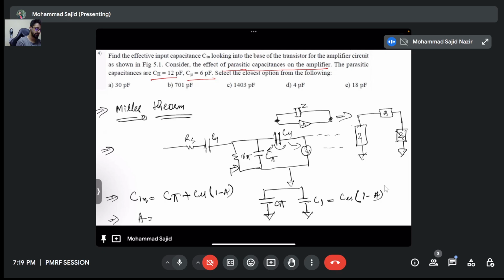And your gain is simply minus gm RC. Know that here you don't need to take the magnitude, you take it with sign. You have calculated it already. Oh, no, gm you have calculated, that is 0.05. RC is 4 kilo ohm. So this comes out to be minus 240. Just directly substitute it in the formula. C mu is known, C pi is known, A is known. You can calculate the C in, right? Just try it. The answer is around this option C. Just check that.